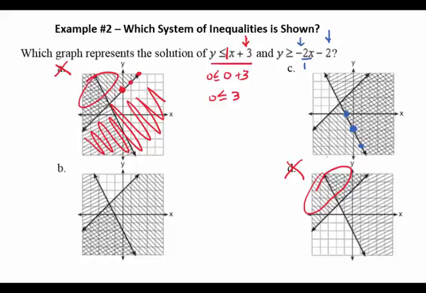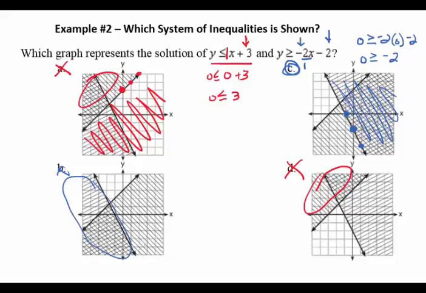It looks like on both of them I just need to check my test point, 0, 0. So if I put in 0, 0, I would have 0 is greater than or equal to -2 times 0, and then minus 2. So I have 0 is greater than or equal to 0 minus 2, or -2. That is a true statement, and so you would shade on the side that we picked the test point on, which happens to be this side. So we would definitely shade here. It looks like C is the correct answer, because down here on B, they shaded on the opposite side, which is over there. All right.